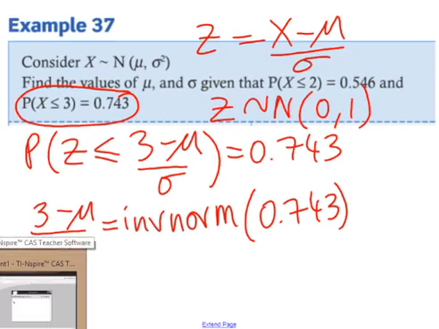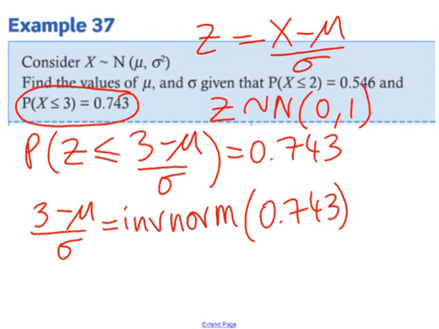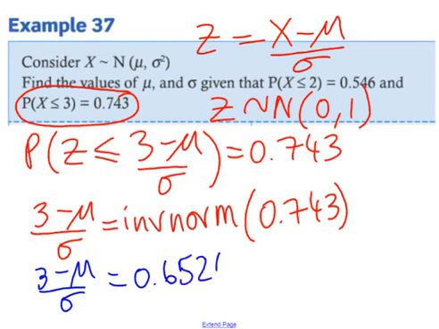So we can go and do that. Inverse norm 0.743, comma 0, comma 1. I'm going to store that as a letter B, 0.652622. So (3 minus mu) over sigma is 0.652622.